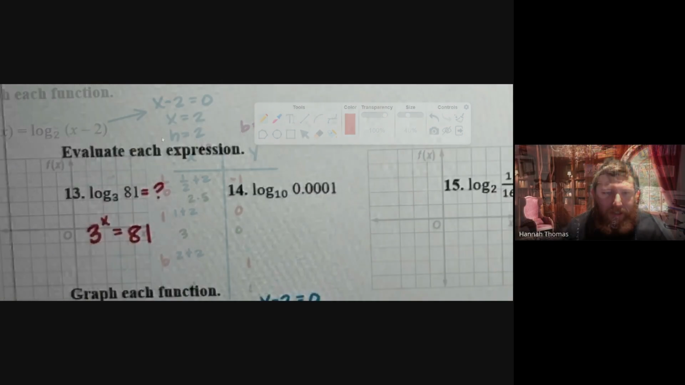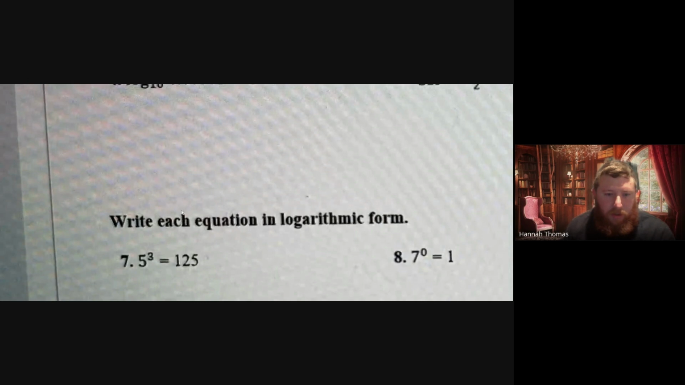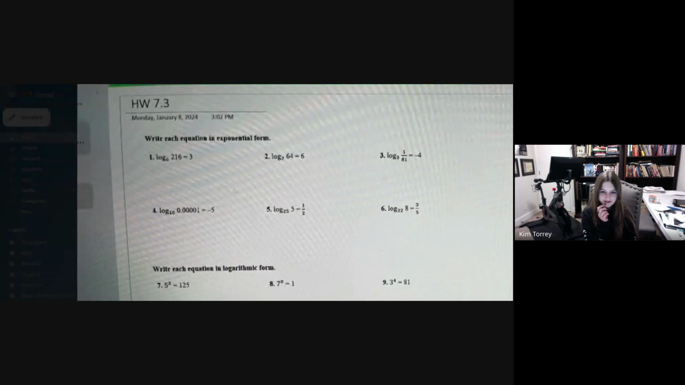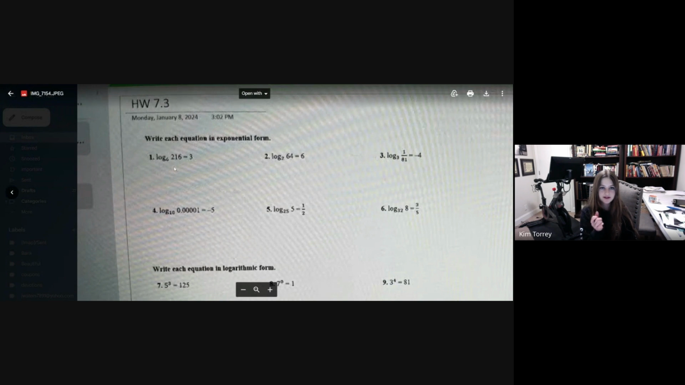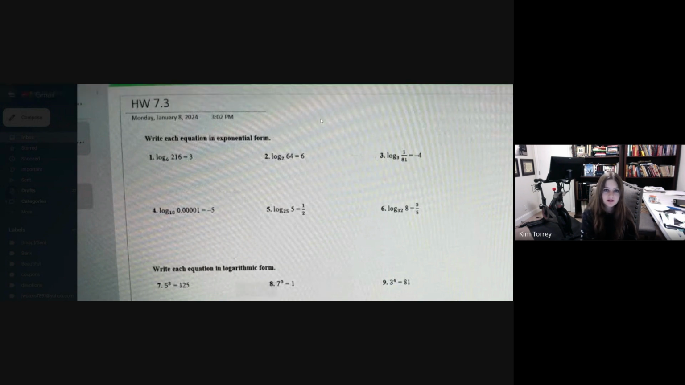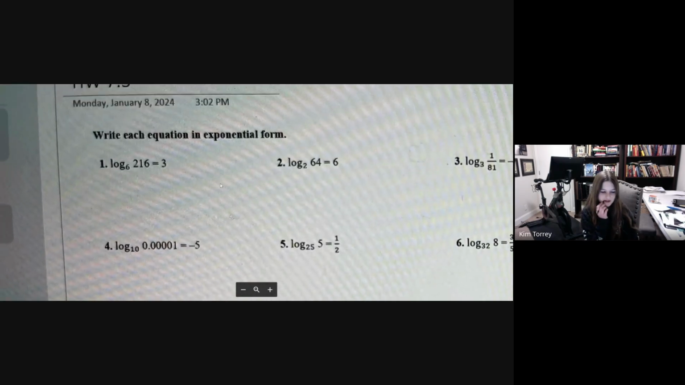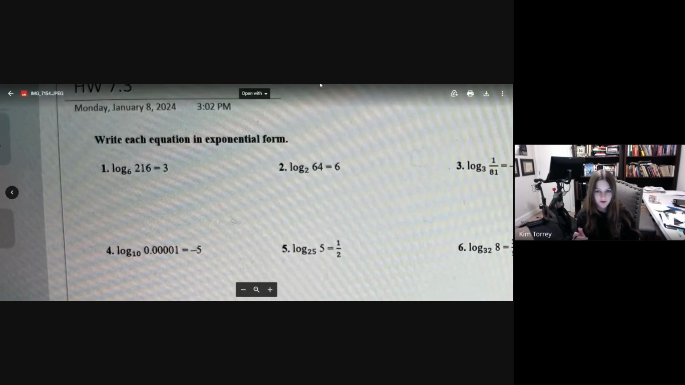Let's look up and make sure that you're still doing these properly. Oh yeah, number 7. Can I see if I remember how to do it? Which one do you want to do? I guess we could do number 1. Can you see it? Okay, yes. So write each equation in exponential form.